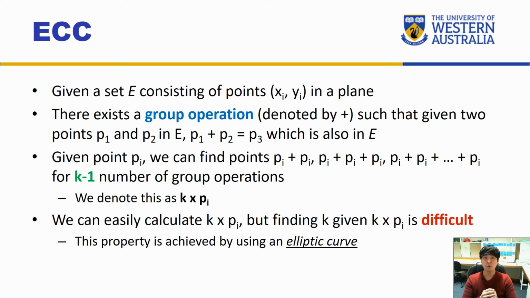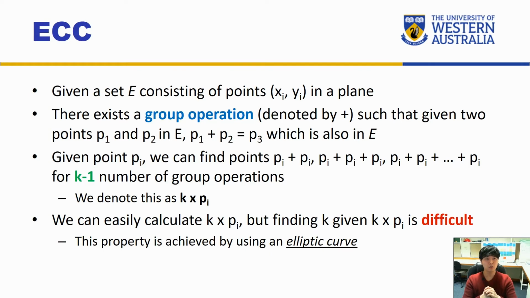Given a point Pi, we can find points such that the next point is Pi plus Pi, then Pi plus Pi plus Pi, and so forth. You can do the operation as many times as you want, and what you end up with is a series of points on a plane that can be linked together. Typically, these points form a curve. If you search elliptic curves on Google Images, you will see those funky-looking curves, and those are the points that sit along the lines of elliptic curves, and those values are going to be used.